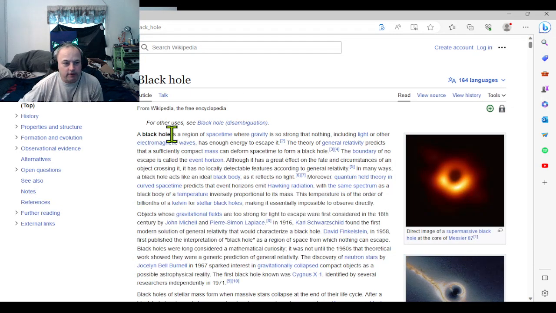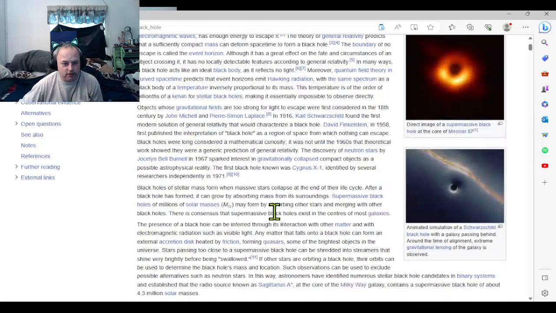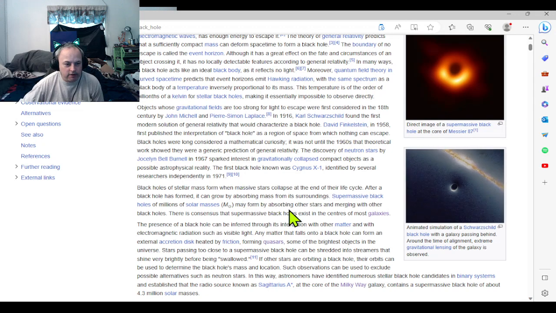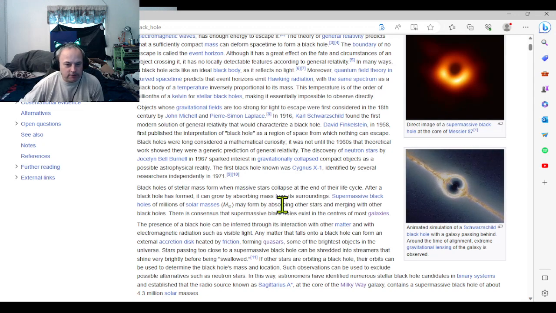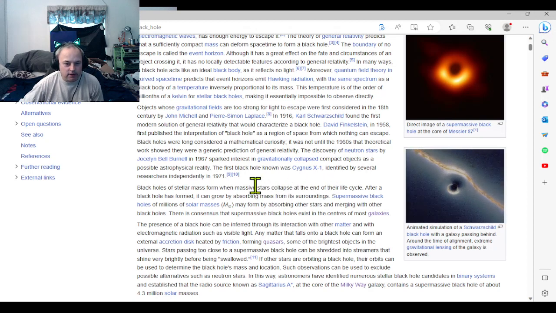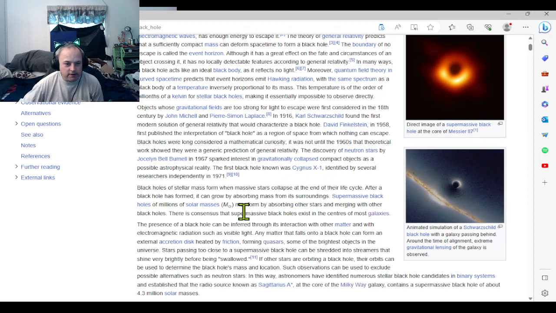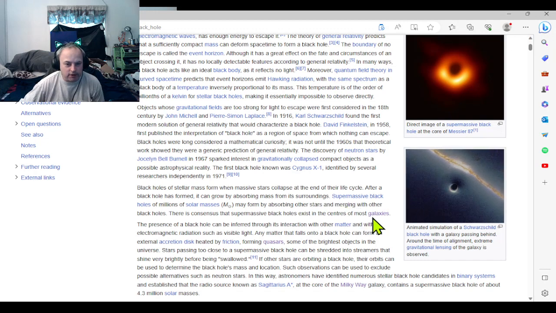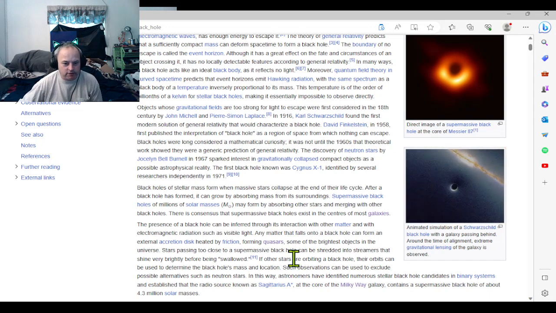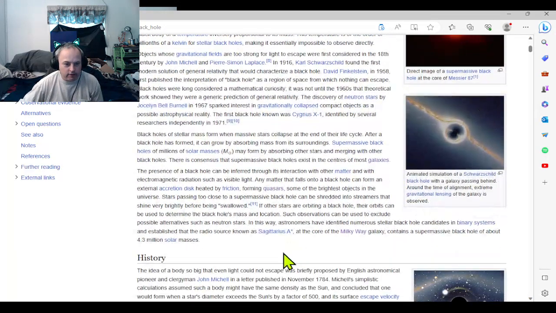Black holes are regions of space-time where gravity is so strong that nothing, not even light, can escape. So that means it consumes an entire galaxy, basically. Black holes of stellar mass form when massive stars collapse at the end of their life cycle. So yes, that's what happens in our galaxy. Supermassive black holes are in most galaxies, and they collapse and continue to collapse.